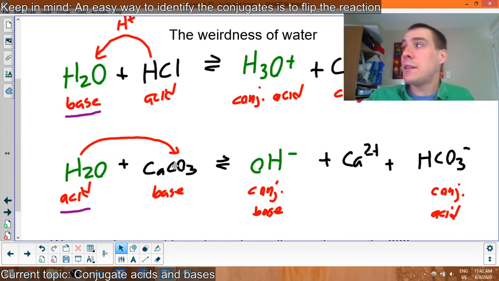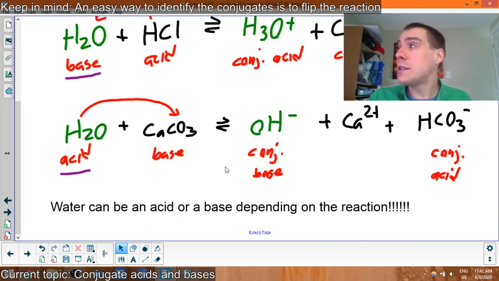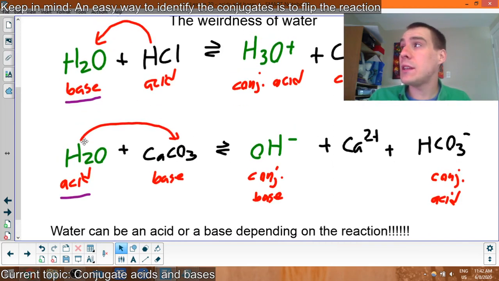But here, calcium carbonate, the hydrogen is going to go from the water to the carbonate, making bicarbonate, meaning the water here is acting as an acid, leaving behind OH minus as its conjugate base. The calcium ion doesn't actually do anything. Ca2 plus doesn't actually do anything, and the conjugate acid is this HCO3 minus ion. So that means that here water is a base. Here, water is an acid.